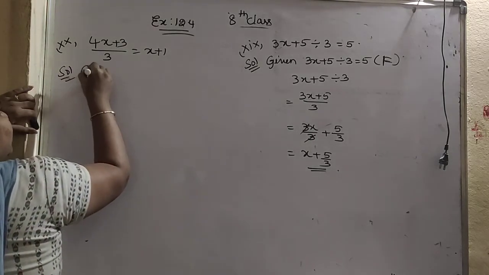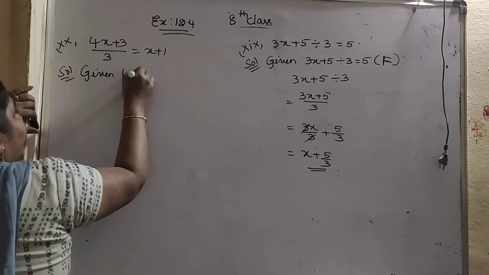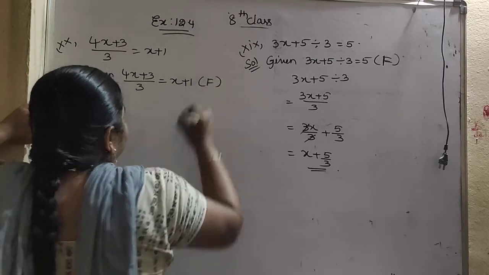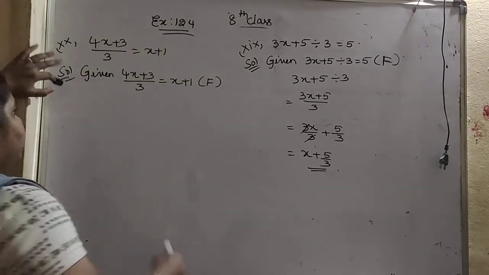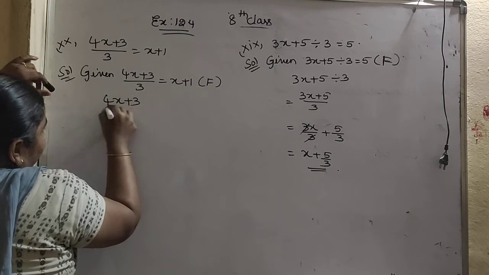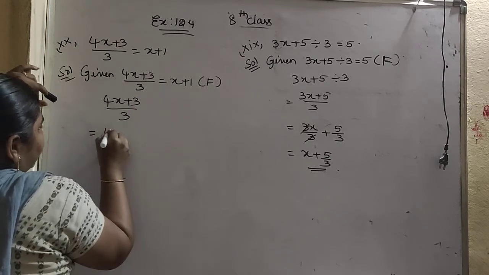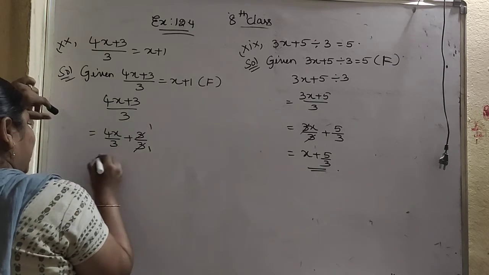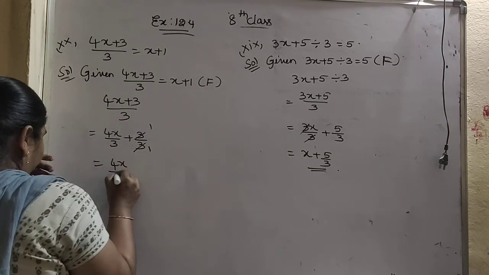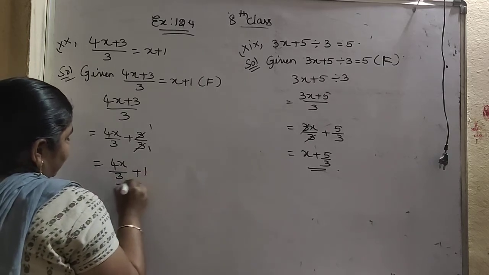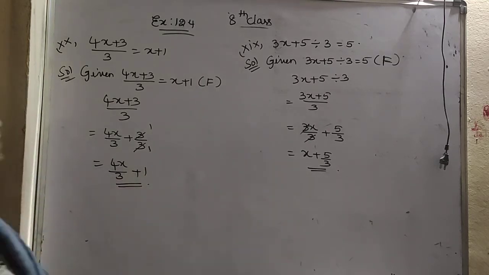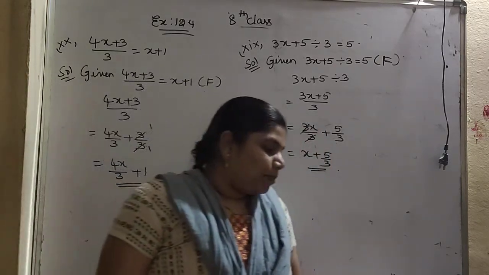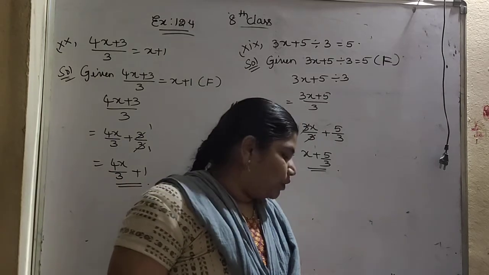Given (4x + 3) by 3 is equal to x + 1 is a false statement. So what is the correct statement we will see. So (4x + 3) by 3. I am splitting this. That will be 4x by 3 plus 3 by 3. The 3s cancel. So what is the result? 4x by 3 plus 1 is our result. So this is our 20th question, and with this our chapter is completed, and we are having some example problems.